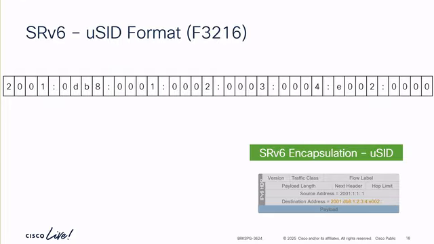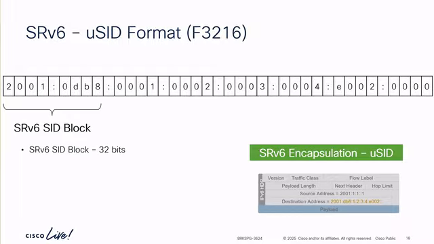Okay? So first you have a part which is the prefix, and then 16 bits, so 4 characters, will each time identify a node or a function. A node: get the packet to the router. A function: from the endpoint of the segment, how does the router forward the packet? Okay. So first of all, the block.